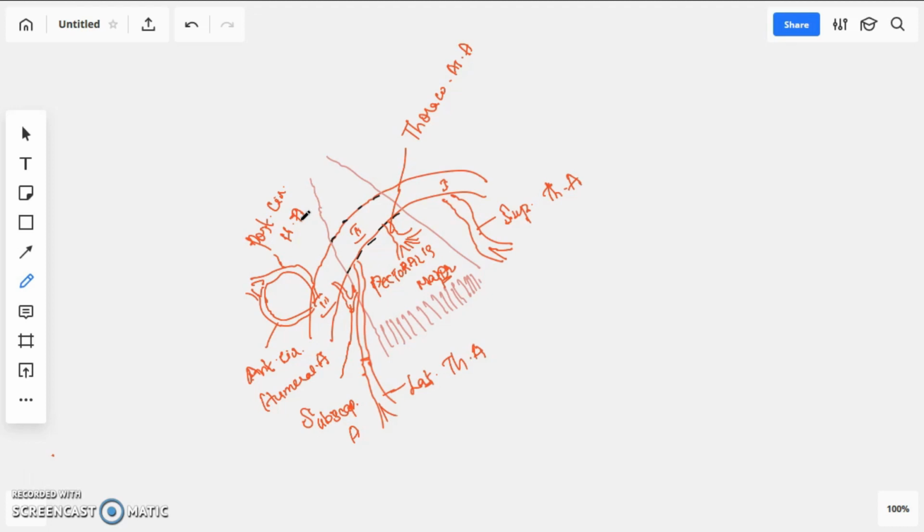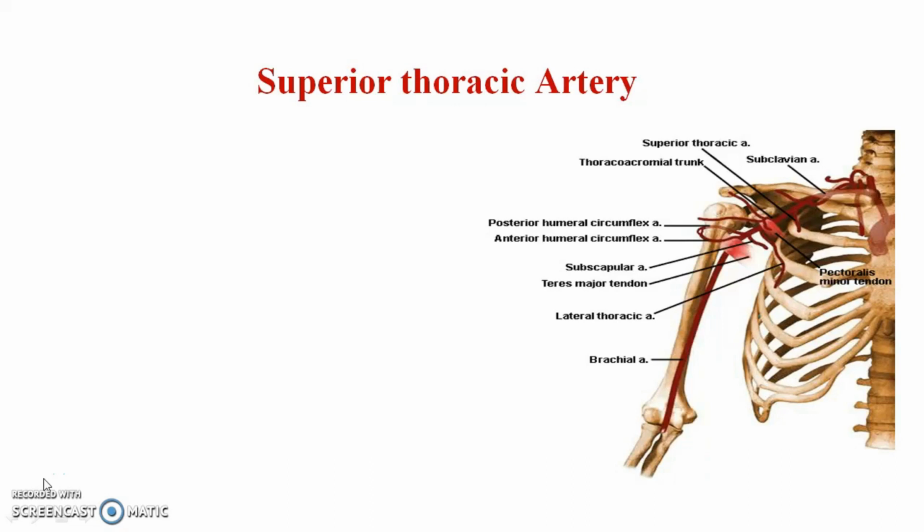We will move on to the importance of these branches now. Now we can move into the details of the branches of the axillary artery. As I said before, the first part of the axillary artery gives one branch, which we call the superior thoracic artery. You can view it clearly in this picture.